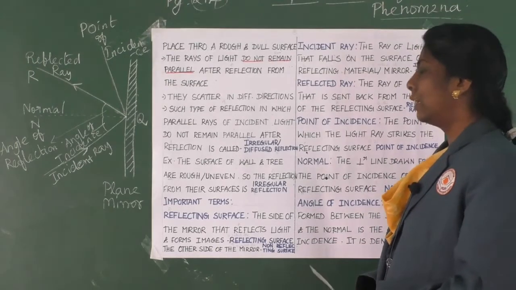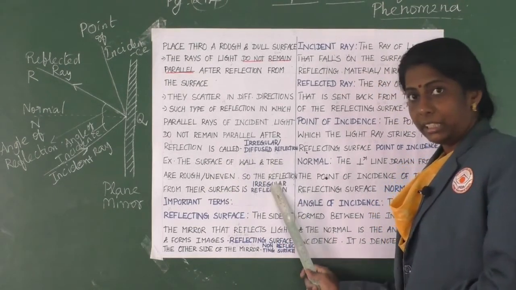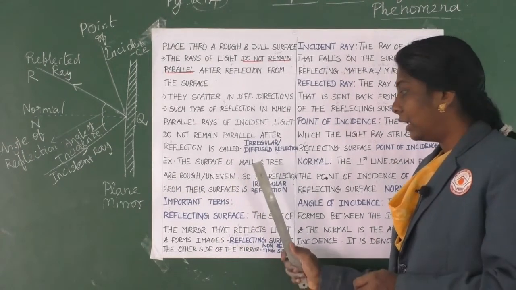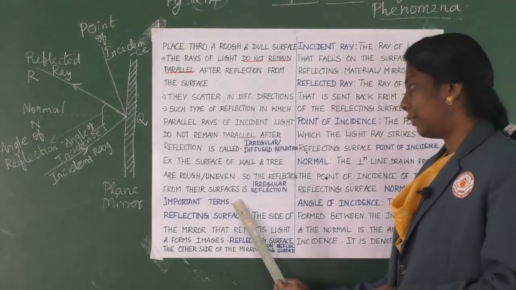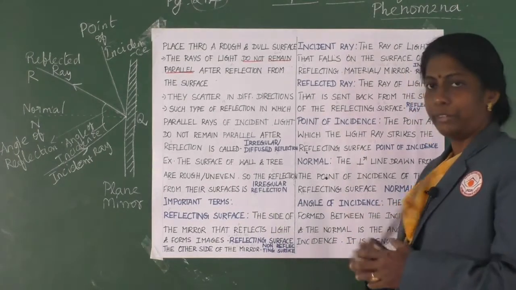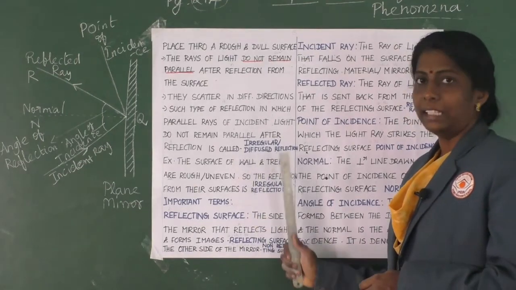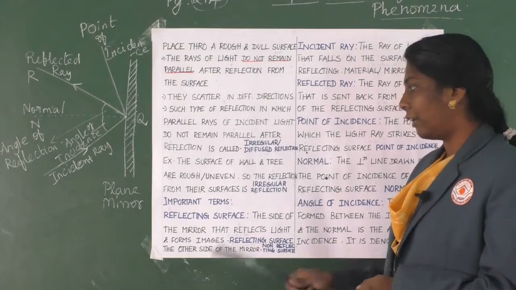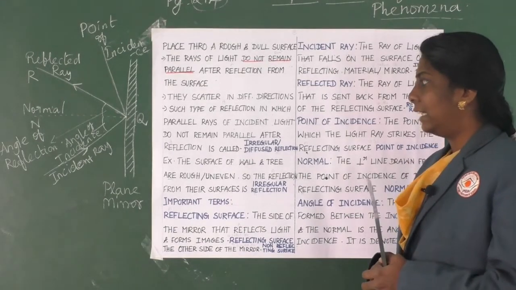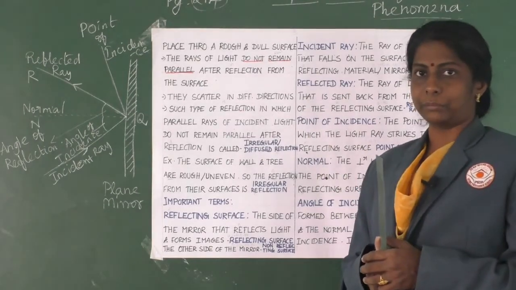For example, the surfaces of a wall and a tree are rough or uneven, so the reflection from their surfaces is an example of irregular reflection. They are rough and they are uneven. Clear, children? Yes. Then let us learn about some important terms in reflection.